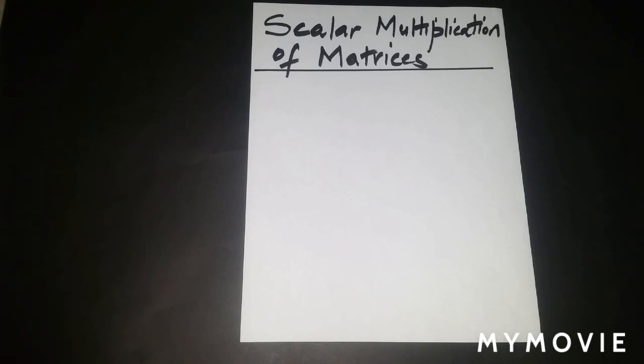Welcome back, and we're on lesson 3 of matrices. What we're going to be looking at now is the scalar multiplication of matrices. And what does that mean? Fancy term, but all it simply means is multiplying a matrix by a number. So that's what scalar multiplication is really all about, multiplying a matrix by a number.